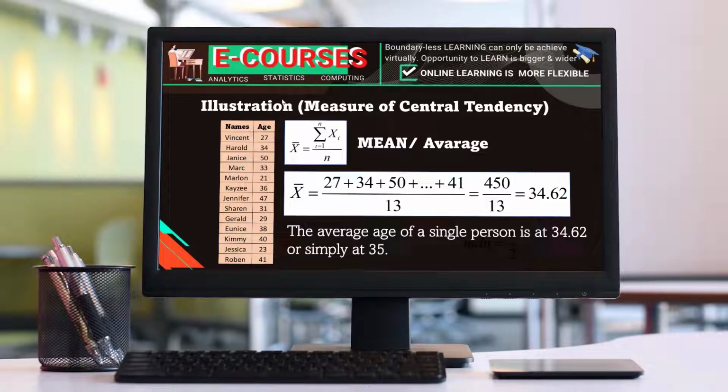So that's 450 all in, divided by 13. So the average is 34.62, and if you round it off, it will become 35. Alright? So this is how to calculate the mean or the average for ungrouped data. Remember, this is the average for ungrouped data.